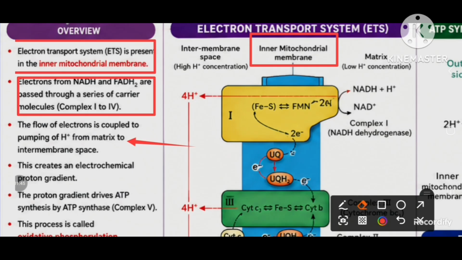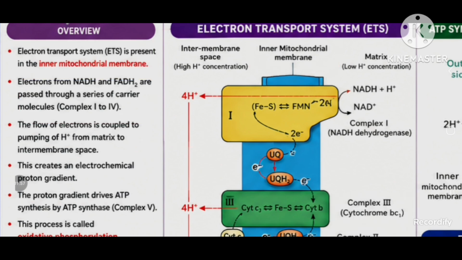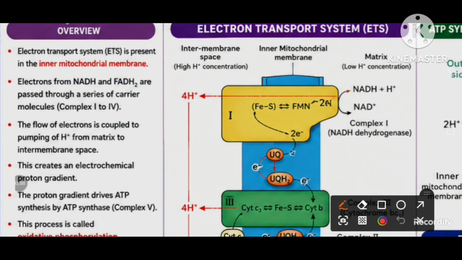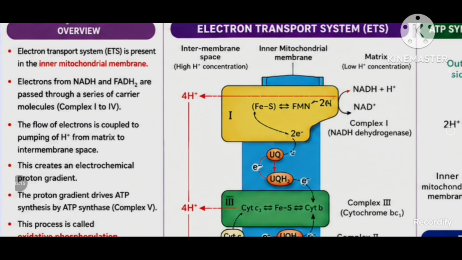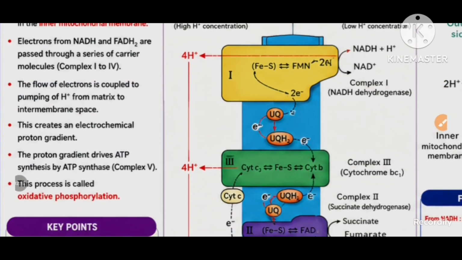Look at the third point: the flow of electrons is coupled to pumping of H plus from matrix to intermembrane space. Whatever energy we get from NADH as well as FADH2, those electrons are helpful for the transportation of protons. The H plus ions are transported from the matrix to the intermembrane space using the energy source, that is electrons, by the electron carriers.